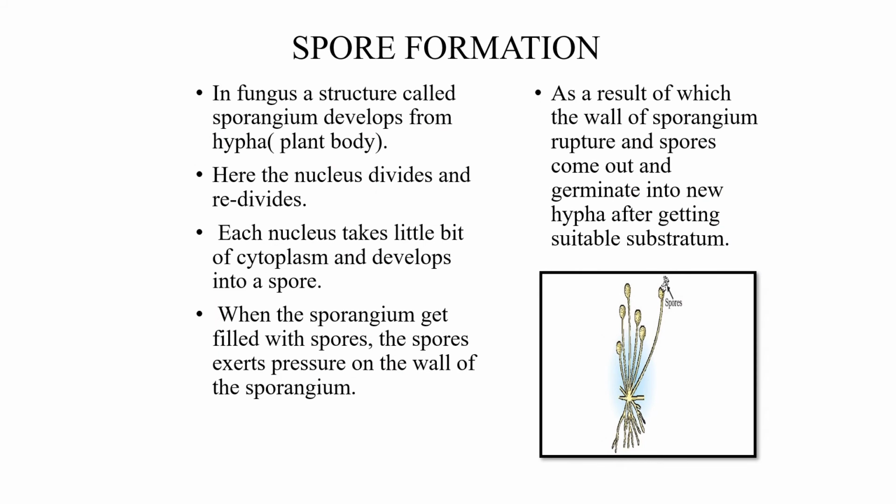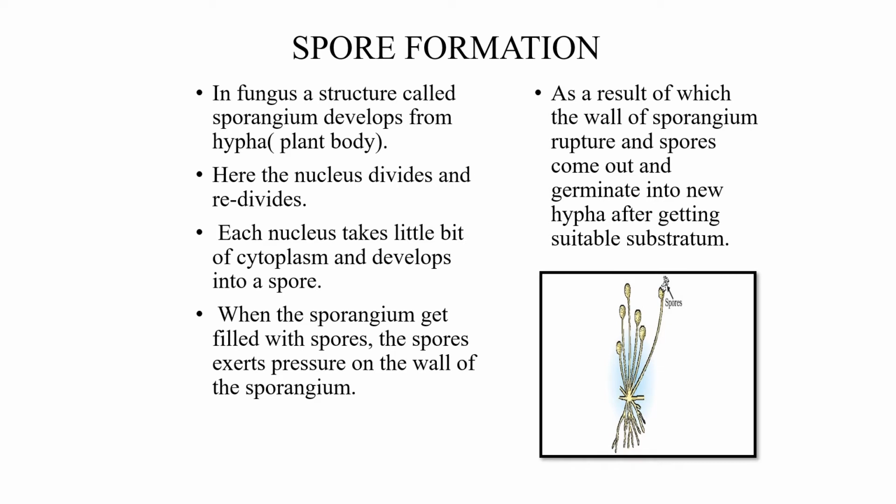Spore formation. In fungus, a structure called sporangium develops from hyphae. Hyphae is nothing but the plant body. Here the nucleus divides and redivides. Each nucleus takes a little bit of cytoplasm and develops into a spore. When the sporangium gets filled with spores, they exert pressure on the wall of the sporangium, as a result of which the wall of the sporangium ruptures and spores come out and germinate into a new hypha after getting a suitable substratum.